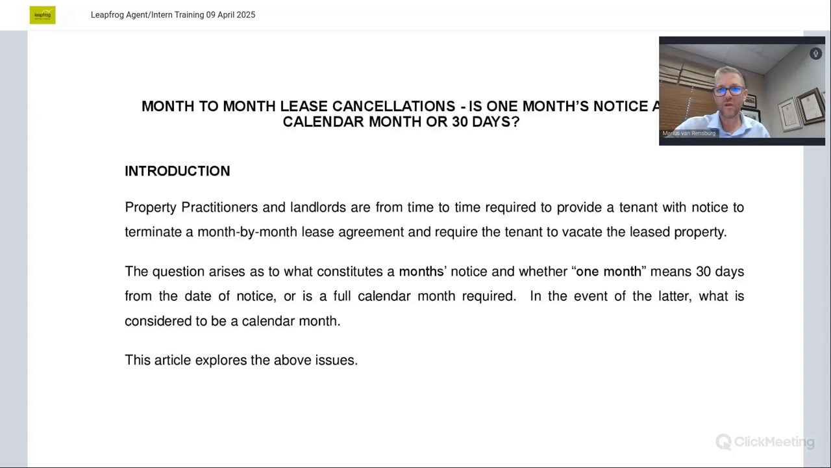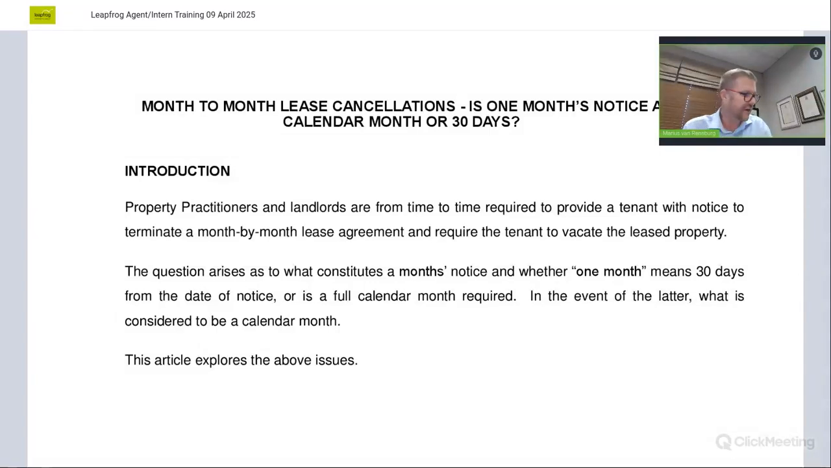So today, guys, I'm going to cover three topics. They're three kind of miscellaneous topics. The first topic is when dealing with month-to-month leases. The question arises: can we cancel a lease on 30 days notice, or do we need to go a full calendar month? And if we must go a full calendar month, well then what does a full calendar month mean?